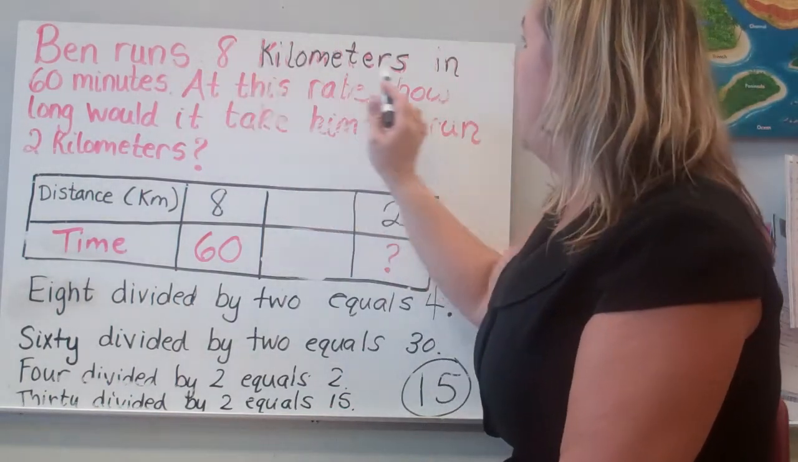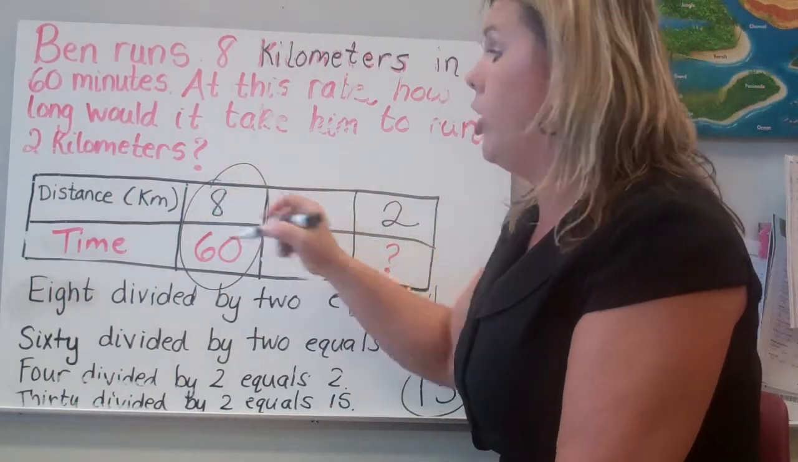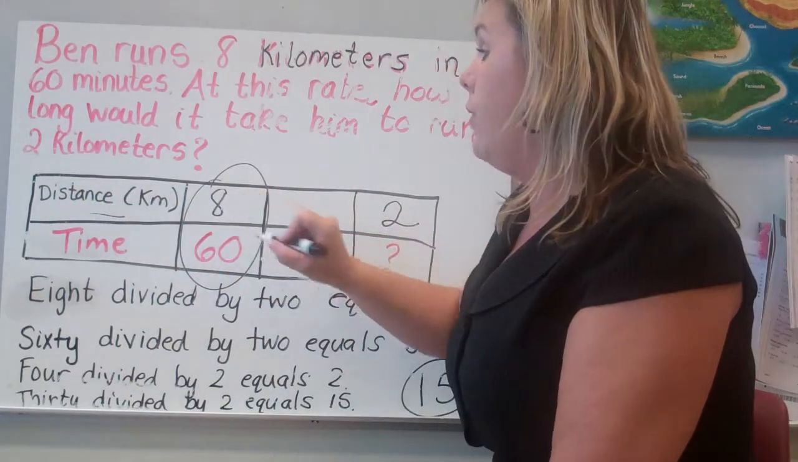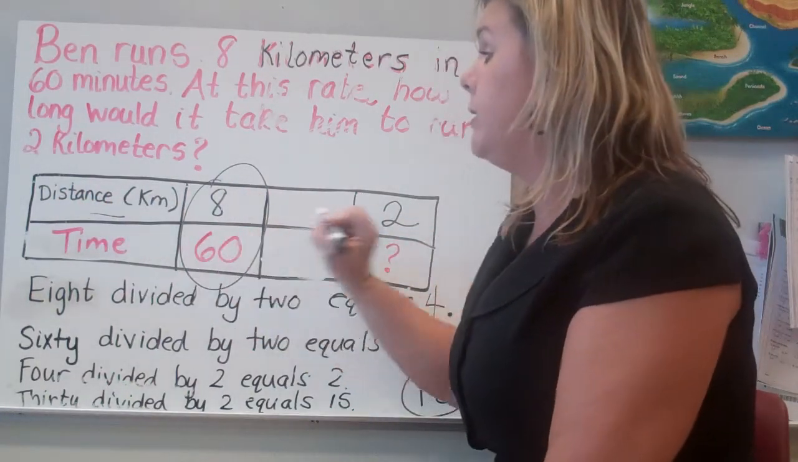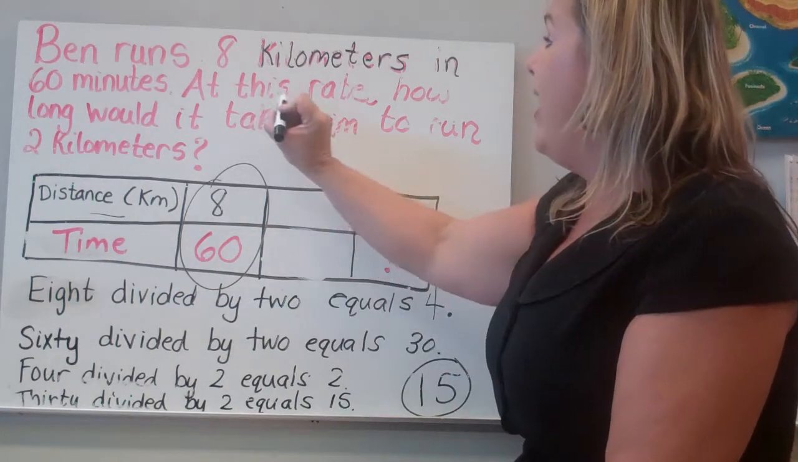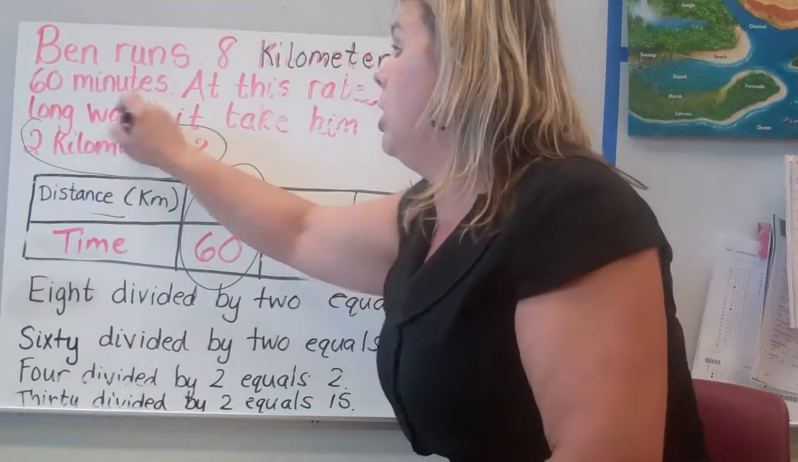Ben runs 8 kilometers in 60 minutes. So here we have this depicted on our ratio table. So he has the distance up here of 8 kilometers and the time is 60 minutes. And so this is time in minutes. Now, at this rate, how long would it take him to run 2 kilometers?